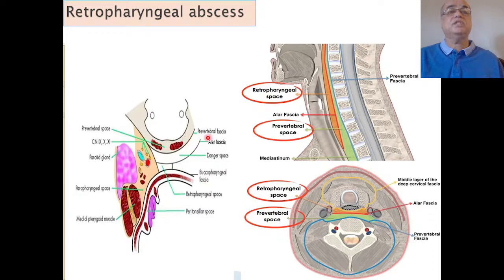The prevertebral space is between the alar fascia and the prevertebral fascia, and this retropharyngeal space is between the buccopharyngeal fascia and, posteriorly, the prevertebral fascia. Actually, retropharyngeal and prevertebral spaces are both behind the pharynx. Immediately posterior to the posterior pharyngeal wall is the retropharyngeal space, and then behind the retropharyngeal is the prevertebral space.